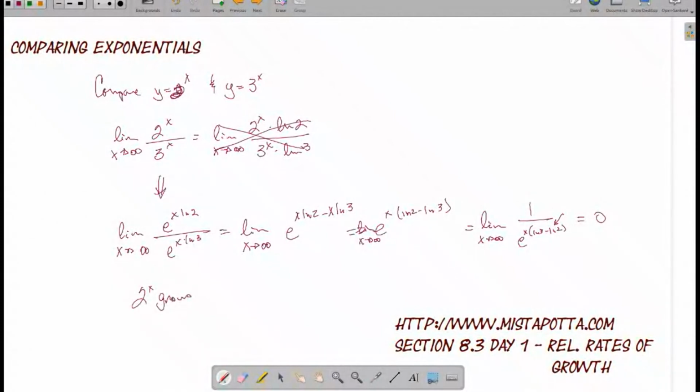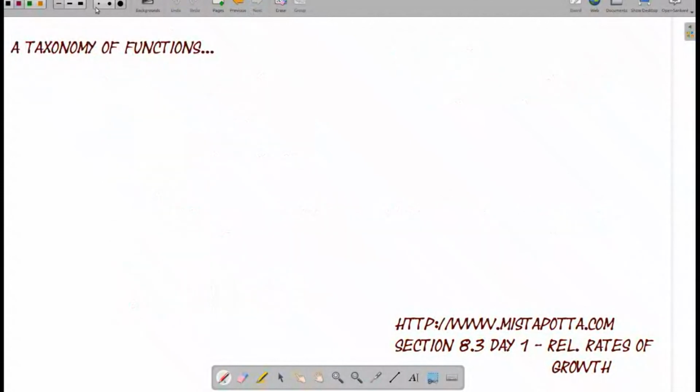And so what we're able to discover is that 2 to the x grows faster than 3 to the x. And in fact, we can say if a is bigger than b, then a to the x will grow faster than b to the x. So that's really something that we can do for pretty much all exponentials. And the argument's going to follow the same logic that we did in this one example.